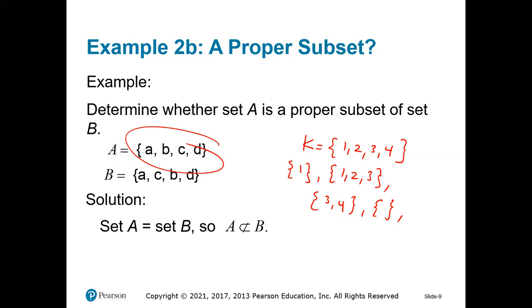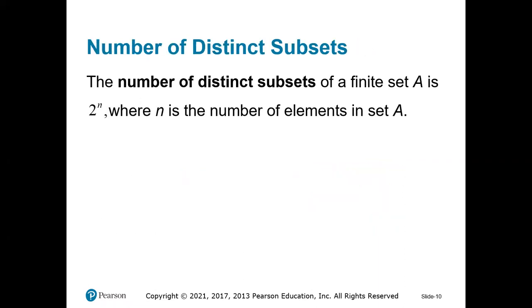Yeah, but can I list them all? More importantly, can I tell upfront, without necessarily writing them all, how many subsets I can get out of a given set? Well, that's the next theorem. The number of distinct subsets of a set A is 2 to the power n. And what does n mean? It is the cardinality, or the cardinal, of A.